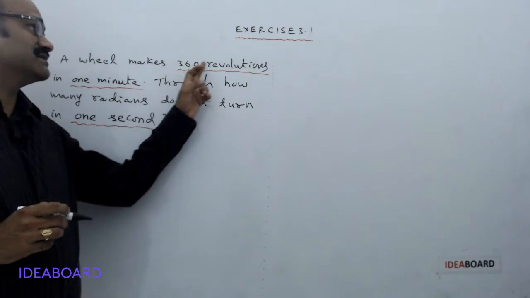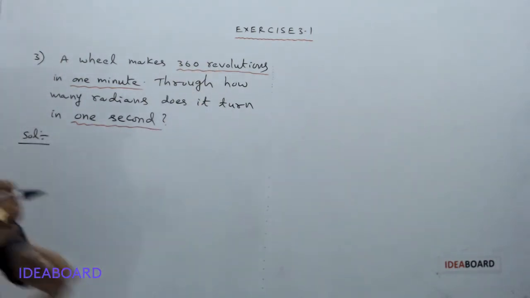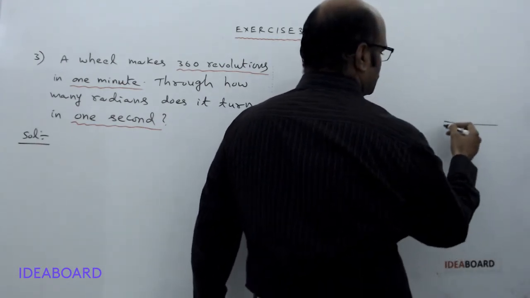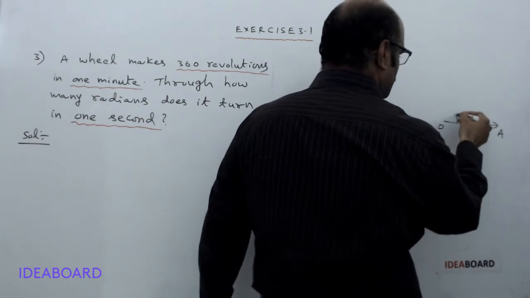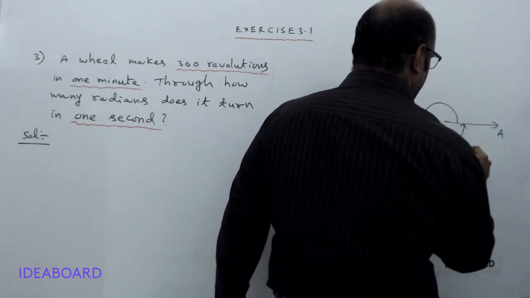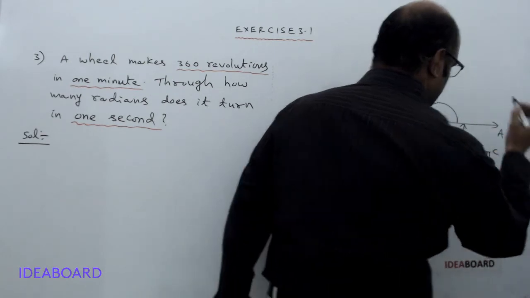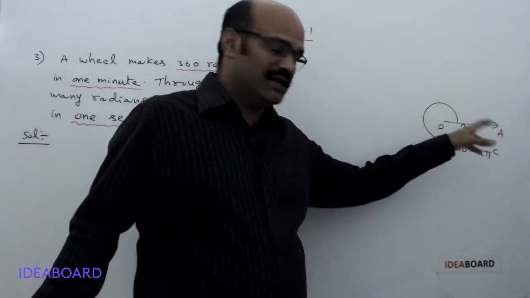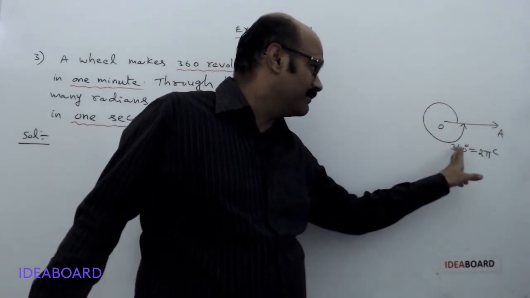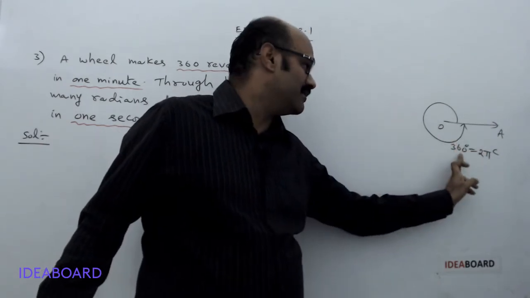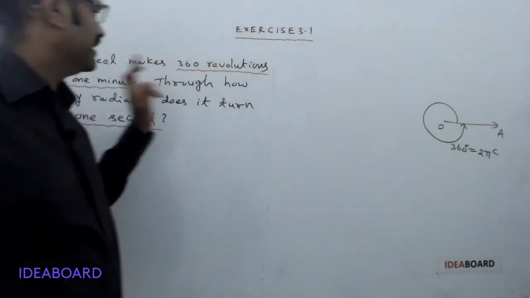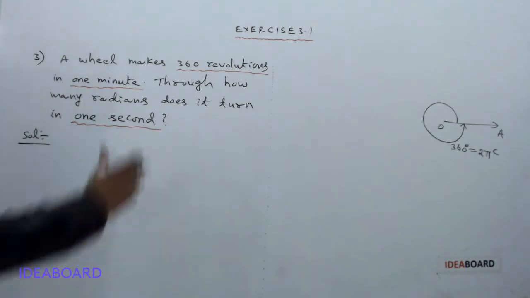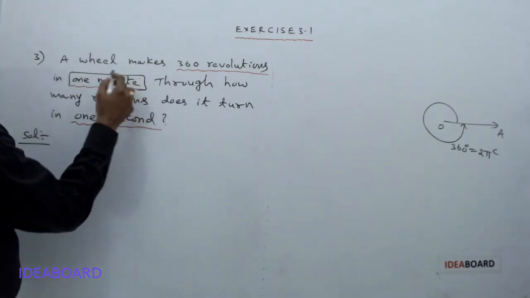A wheel makes 360 revolutions. One revolution means, if this ray OA completes one revolution, it makes an angle of 360 degrees, which is nothing but 2 pi radians. If you take a wheel, even if the wheel completes one revolution, it makes an angle of 360 degrees, which is nothing but 2 pi radians. Now here it is given that the wheel makes 360 revolutions. The number of revolutions in 1 minute is given by 360.